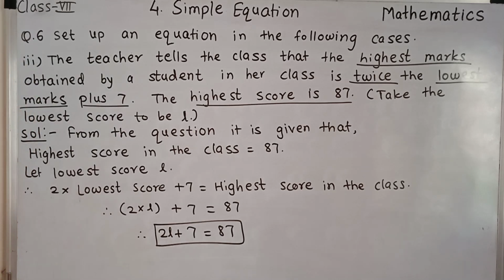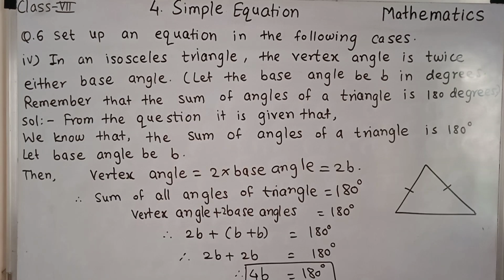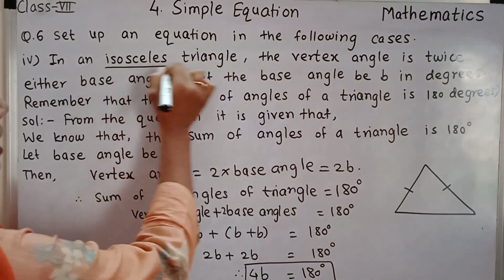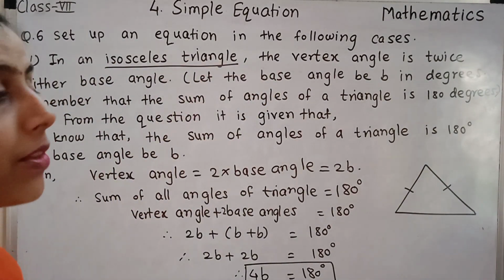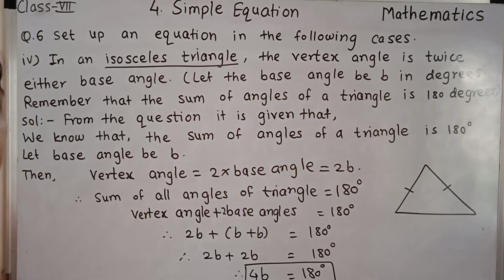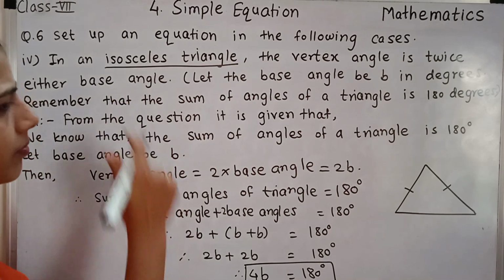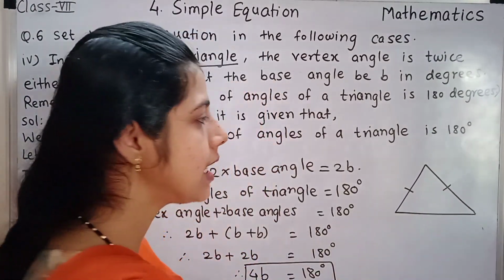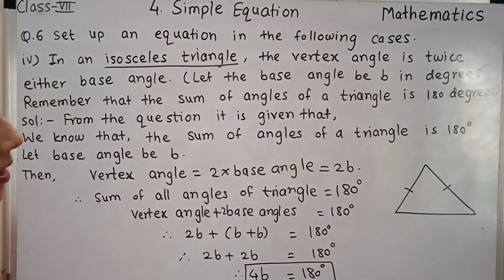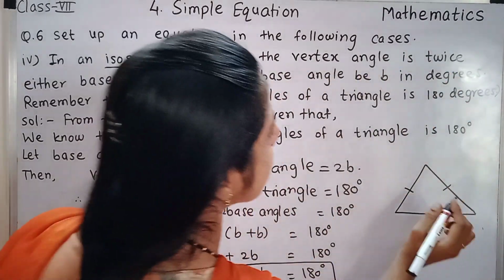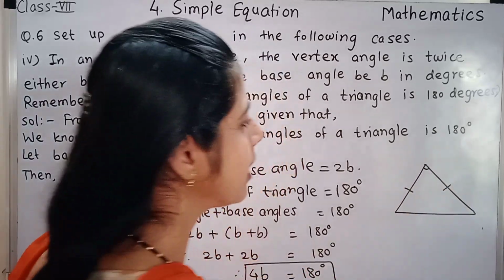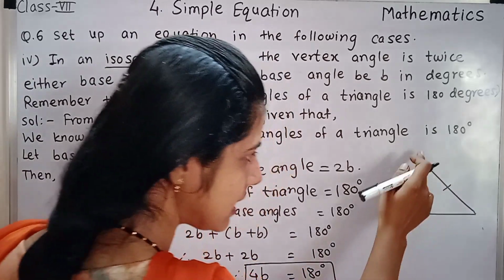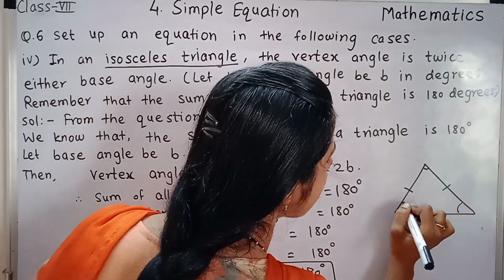We will move to the next sum, that is the fourth one. Now continuing with the last question of the exercise, in an isosceles triangle. What is meant by an isosceles triangle? You must have learned it in triangles, and the link is given in the description box. Iso means two, two sides. The triangle which has two equal sides is said to be an isosceles triangle. What is meant by the vertex angle? This angle is said to be the vertex angle. If the sides are the same, the angles opposite them will also be the same.